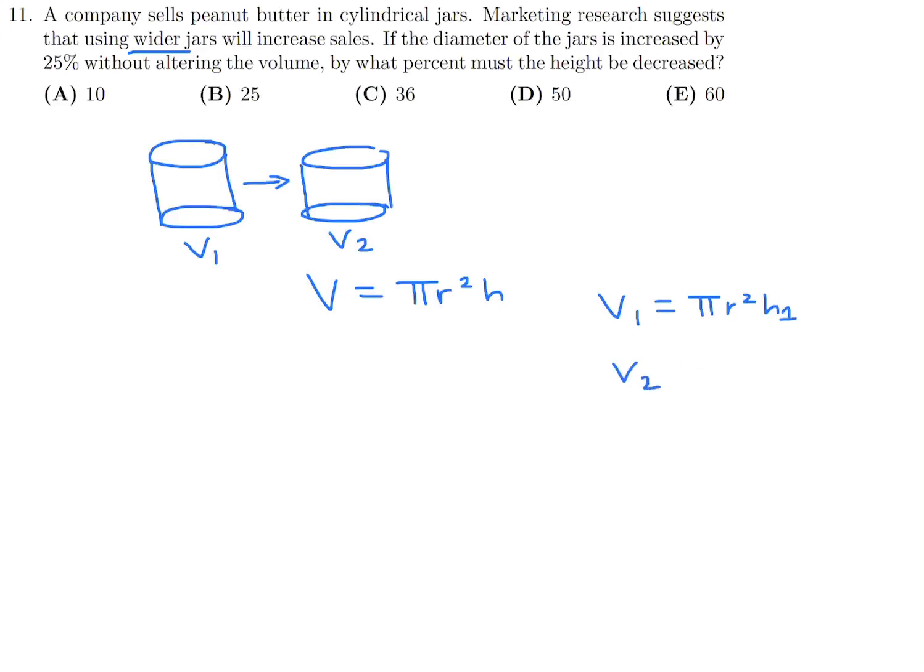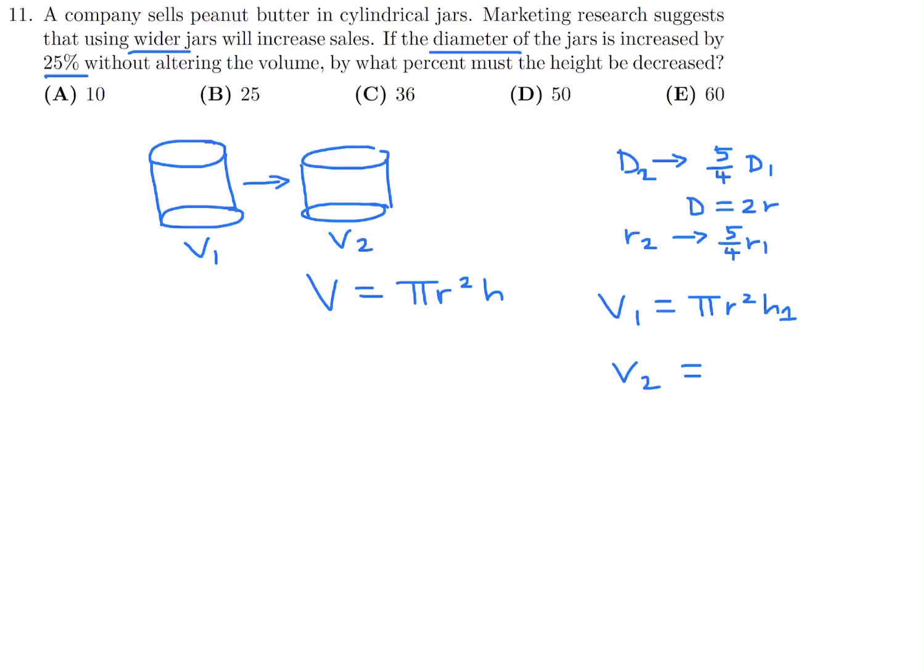And V2 is pi, same radius, or not? Yes or no? No, because the diameter increased by 25%. So if the diameter increased by 25%, it became 5 over 4 D, right? When you go from D1 to D2. So if this was D1, this would be D2, right? And then radius is basically half the diameter. So the exact same scenario happens for the radius, where R2 basically is 5 over 4 times R1.